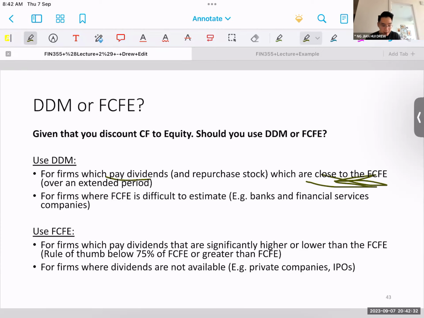Now, if the dividend is higher or lower than the FCFE, meaning what? That there is some free cash flow, but the firm has a very specific dividend policy. Maybe it doesn't want to pay out dividends, it prefers to retain them. And if there's a big variation, there's a rule of thumb of 75%, then it's better to use the FCFE, right? So this helps you determine a little. At the same time, for firms where FCFE is difficult to estimate, use the dividend discount model. And of course, if firms do not pay dividends, then you have to use the FCFE.